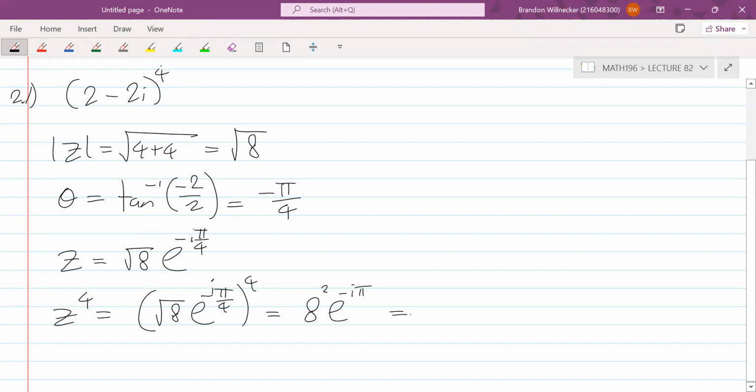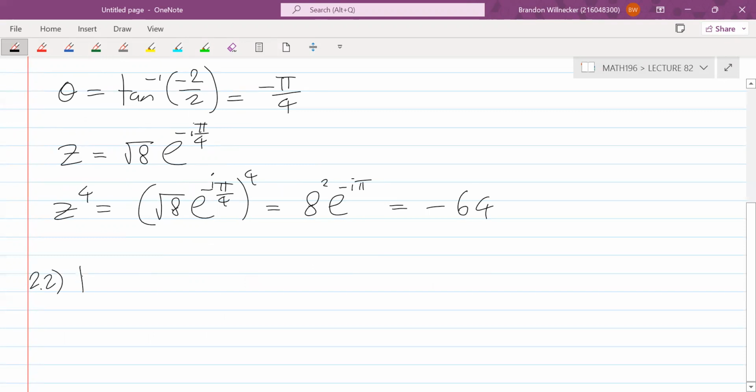So 8 squared, that's going to be 64. e to the minus iπ, that's going to be minus 1. So it's minus 64. Okay, so that is this complex number raised to the power 4. Okay, the next question is to find the 3 cube roots of z equals minus 3.